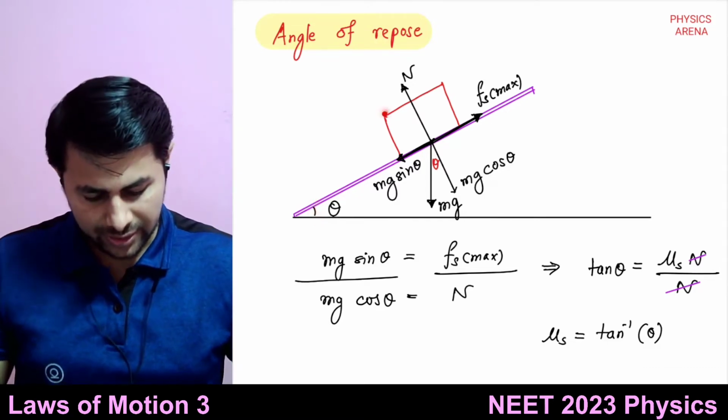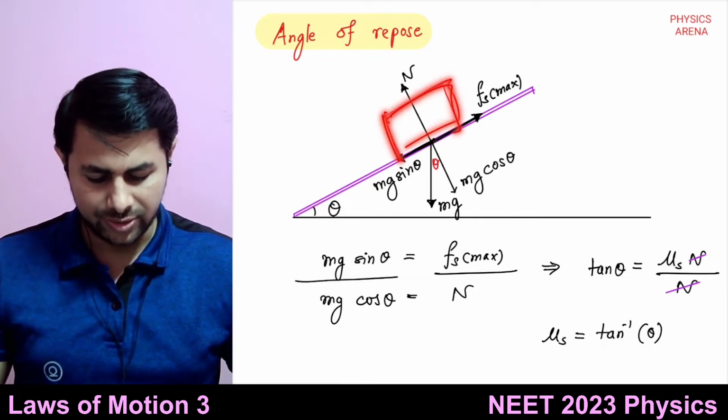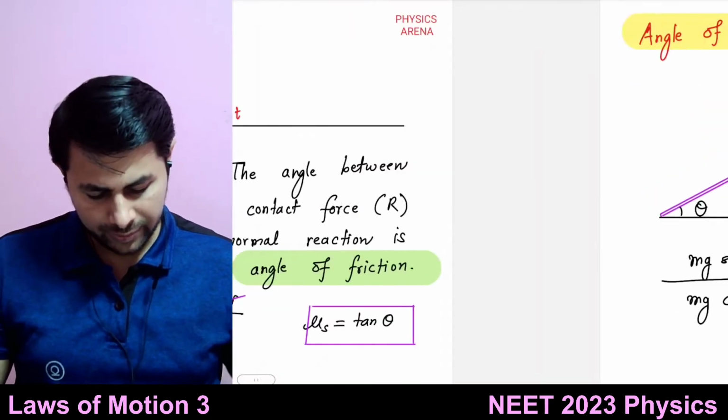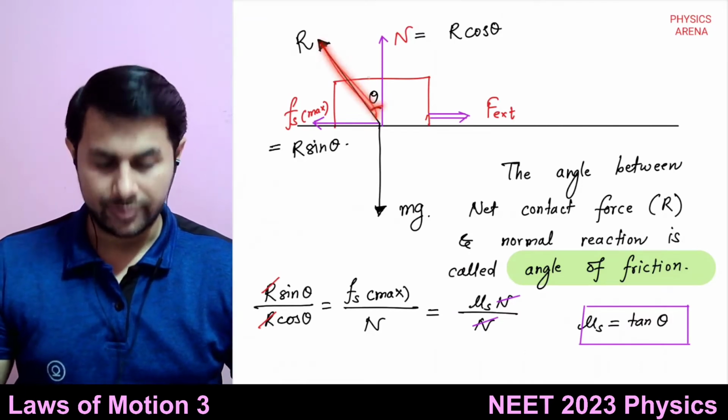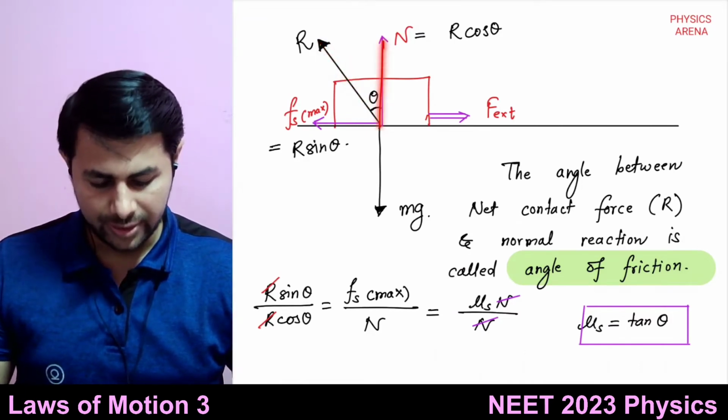Okay, so this angle is equal to the angle of friction. But in this case, it is known as what? Angle of repose, and this is the angle between the total contact force and the normal reaction.